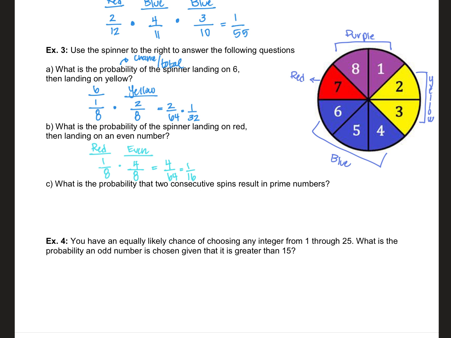Okay, C. What is the probability that 2 consecutive spins result in prime numbers? The word consecutive just means back to back. I spun once, then I spun again right behind it. So these 2 spins are resulting in prime numbers. So spin 1, prime, spin 2, prime. Again, these are compound events, so they're getting multiplied together.